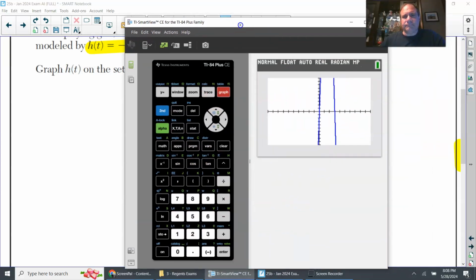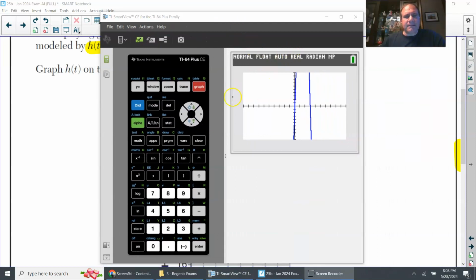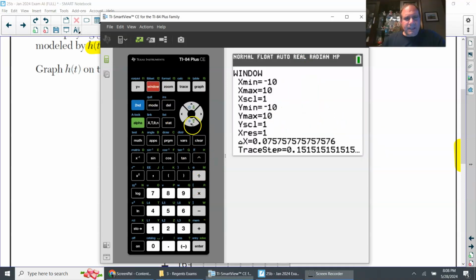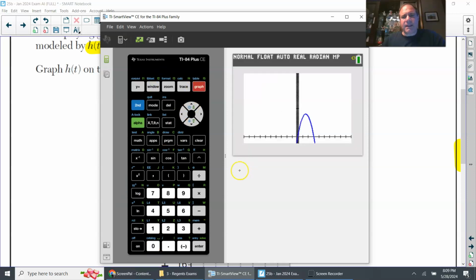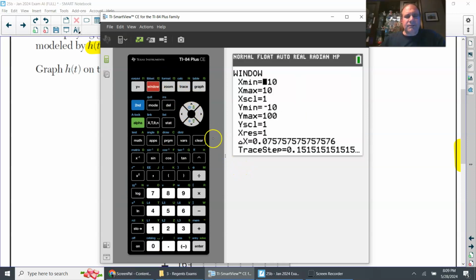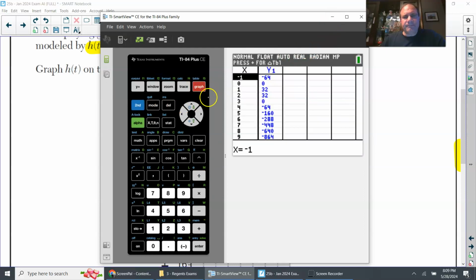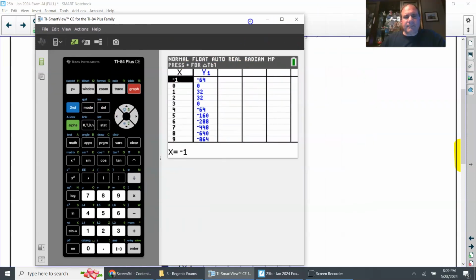And I'm going to press graph. And guess what? That right there is above the screen. So if I want to extend my screen, I'm going to press window and go to the Y max and put 100. Then I'm going to press graph. It's okay. I want to see it a little bit more, so I'm going to put 50. And that's a little bit better for me. So I'm going to press second function table.